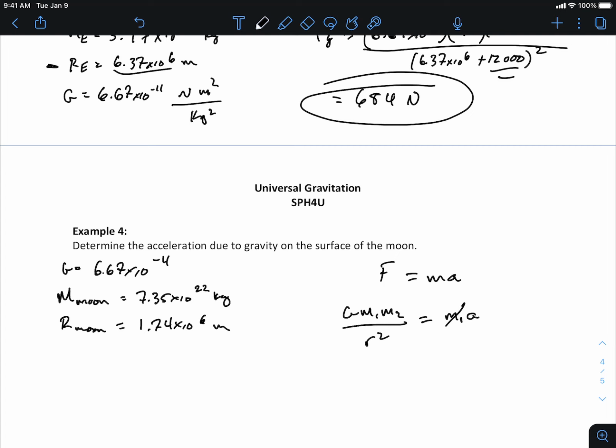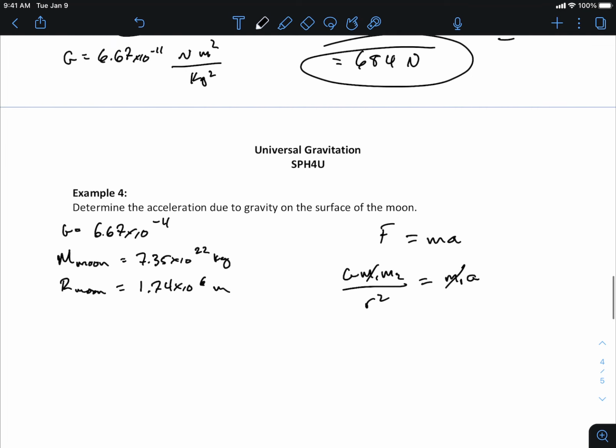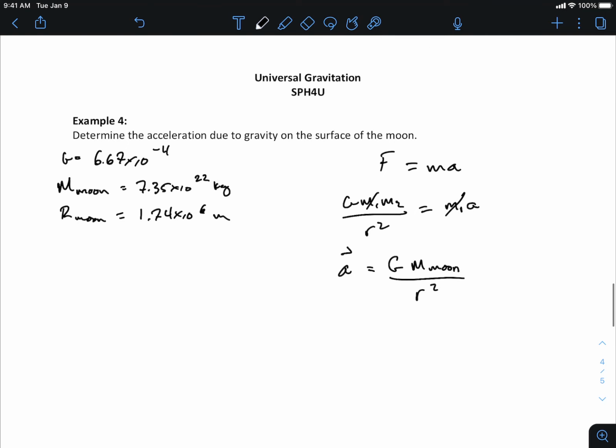Well, the m1's cancel, and so the acceleration is just equal to G multiplied by the mass of the moon divided by the radius of the moon squared. If you were to type all these numbers in, you'll see that the acceleration that this object is experiencing would be 2 meters per second squared.